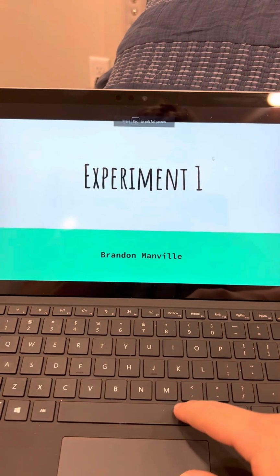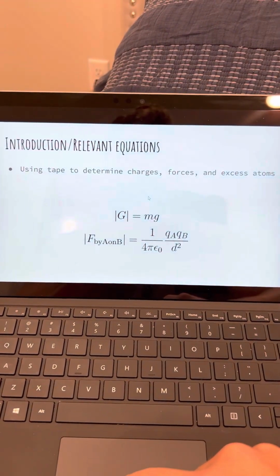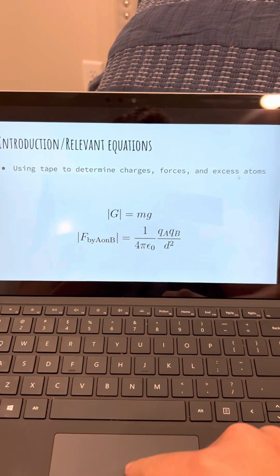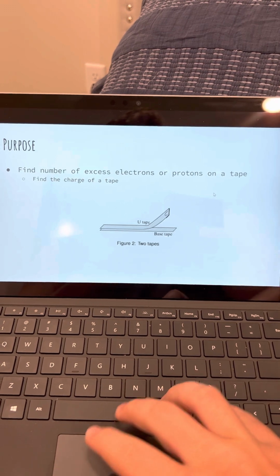Hi, my name is Brandon, and these are my results for experiment 1. We're going to use tape to determine the charges and forces they exert on each other, and the excess atoms from ripping a tape off another piece of tape.